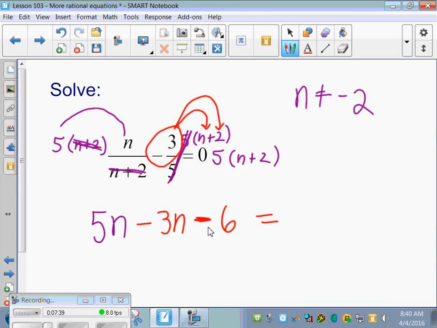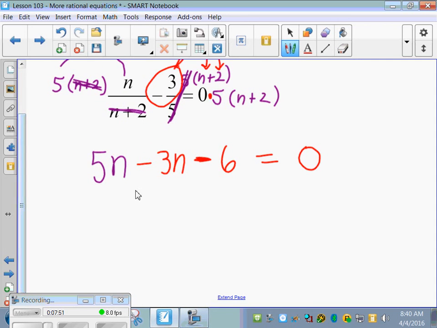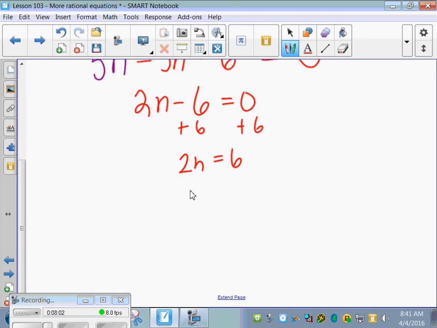All right, and on the right-hand side, Sophia, 0 times anything is, right? So this is really being multiplied. You still just get 0. All right, so 5n minus 3n is 2n. And we're going to add the 6 over to the other side. And we're going to divide by 2, just like you guys have been doing forever. And you get 3 as your solution.